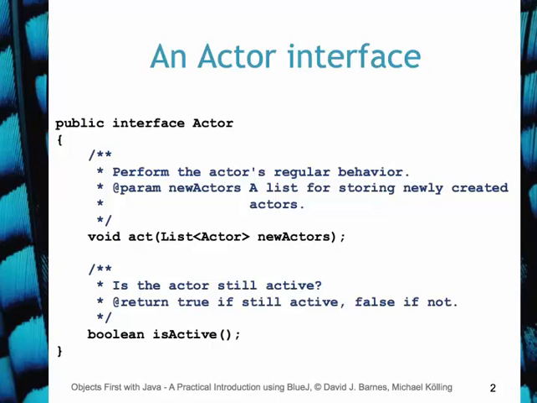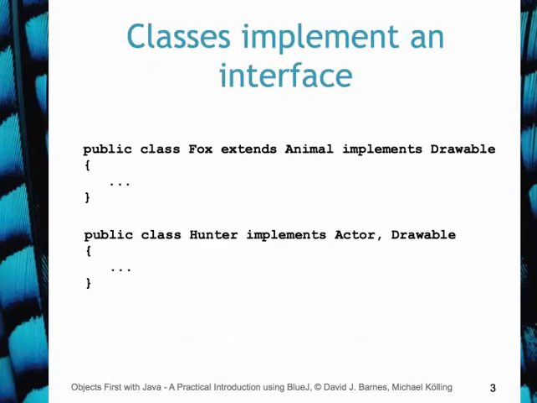So then it just looks like this: public interface actor and the signature of each of the methods that anyone who implements actor is promising to implement. So then, when classes are going to promise to implement an interface or promise to conform with it, we say that they implement the interface. So this is what fox and hunter look like in their declarations.